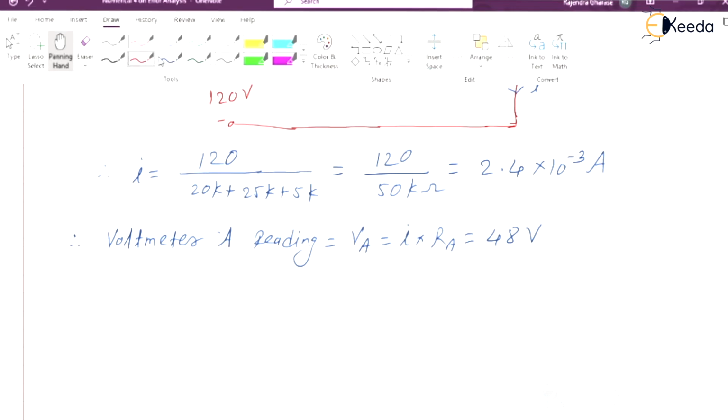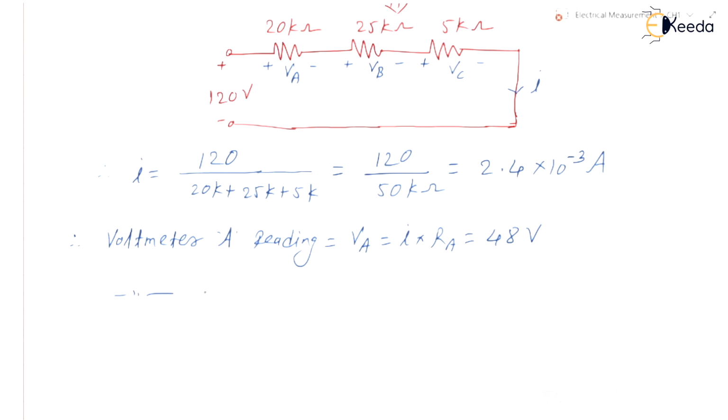Yes, reading of voltmeter B. Voltmeter B reading is equal to VB is equal to current I into RB. What is current I? It is again 2.4 into 10 to the power minus 3, okay, into 25k. It is equal to 60 volt.